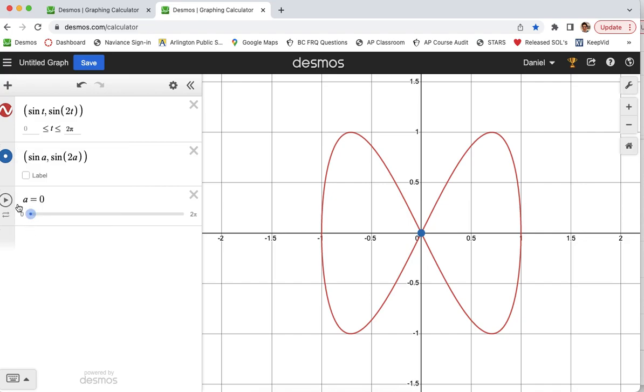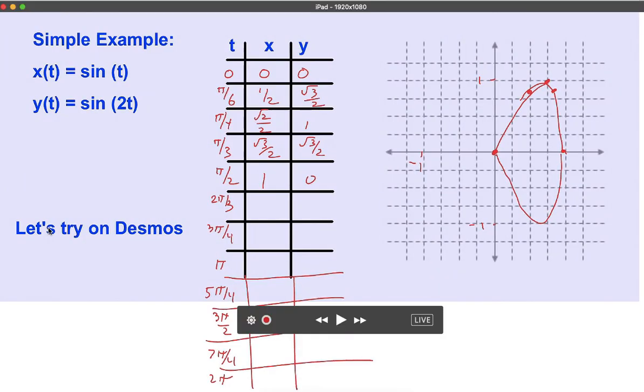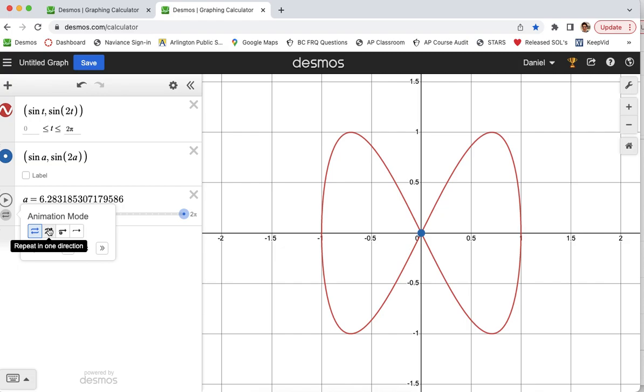And now if I make this move around, you can see as, and I'll make this step here go up by, let's do pi over 12. So very small little steps here. And you'll see as this goes up, it goes around the curve just like the points that we showed. So you can see it going around just the way we described.